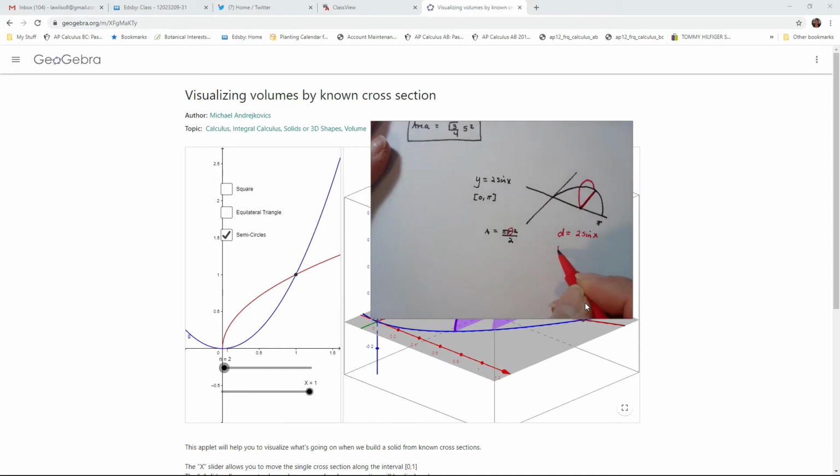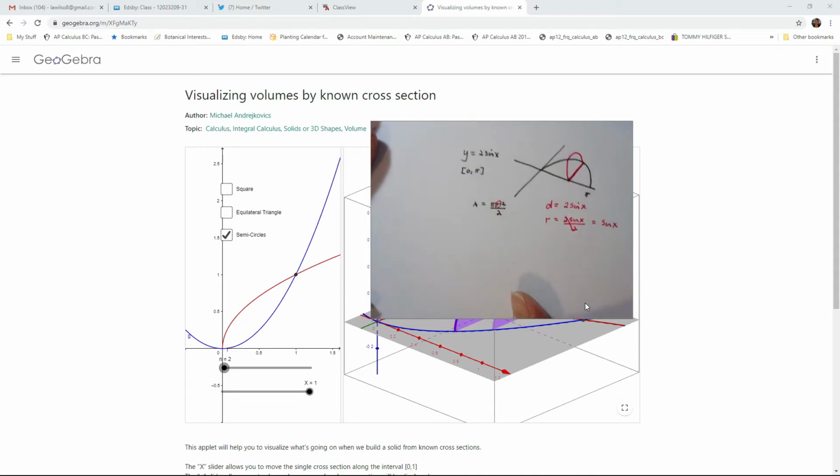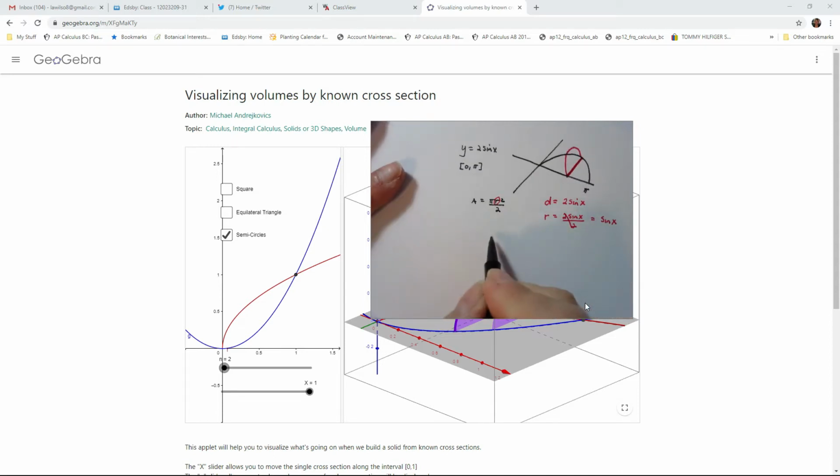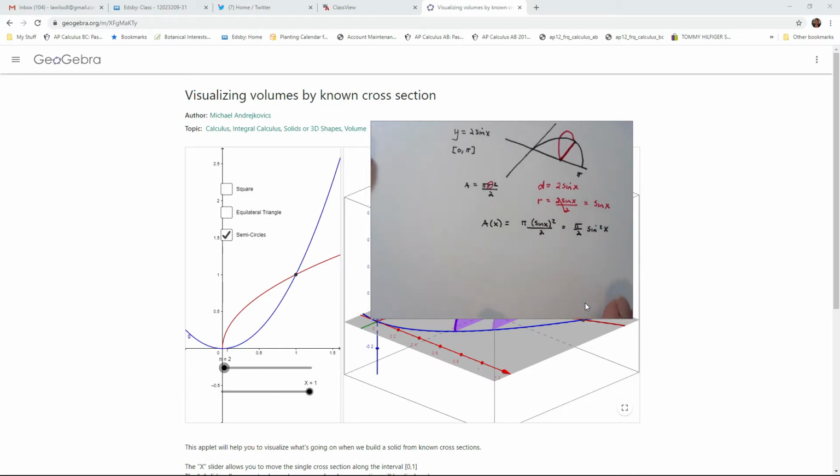Well, we know that the radius is the diameter cut in half, right? So my radius is the sine of x. So what I'm going to do is take this formula and rewrite it as A of x. Very important that you write down A of x is equal to pi times sine x squared over 2. And if you want, you can pull the constant multiple out and write it like this. Okay? Well, guess what? I have an A of x, I have my limits, I can integrate.